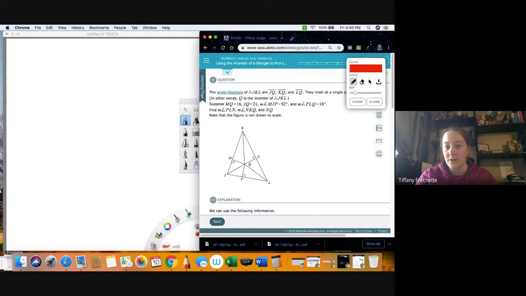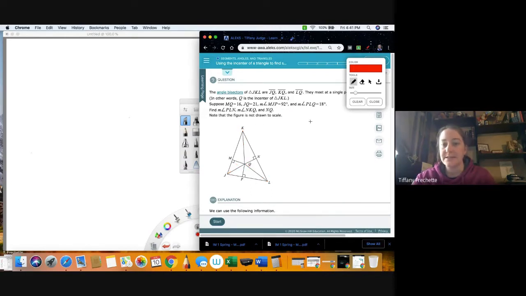All right, so KQ, JQ, going up like this, and LQ. Okay, there we go. Close enough. All right, so these three lines are angle bisectors.